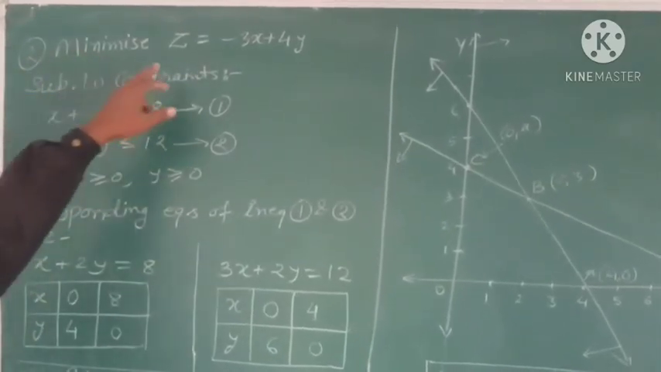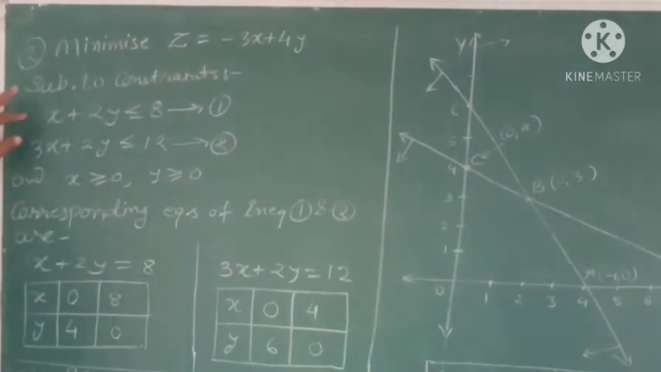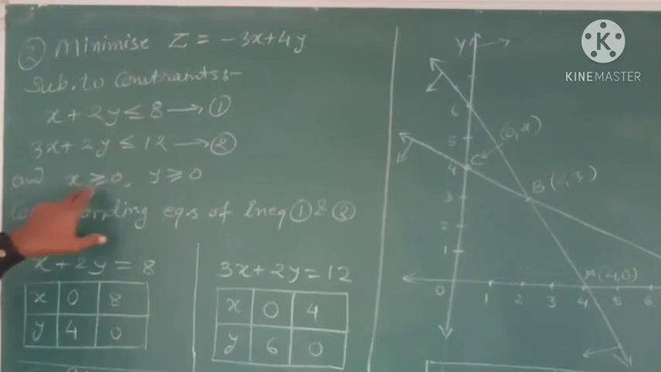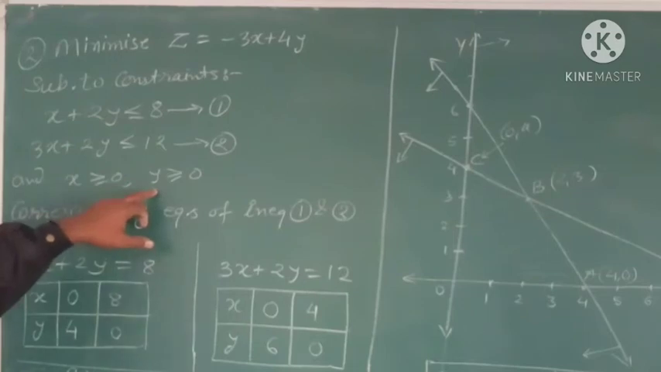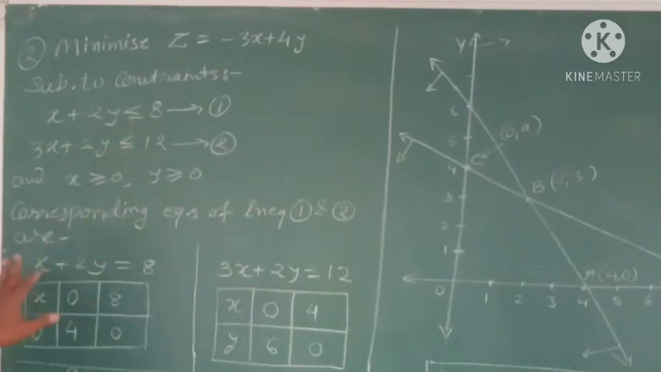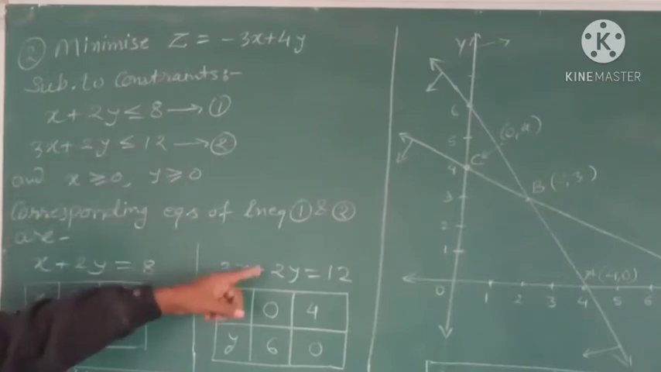Our objective function is Z equals minus 3x plus 4y, subject to constraints, which means given conditions: x plus 2y is less than or equal to 8, 3x plus 2y is less than or equal to 12, and x is greater than or equal to 0 and y is also greater than or equal to 0, which means the first quadrant. So the corresponding equations of inequalities number 1 and 2 are x plus 2y equals 8, and 3x plus 2y equals 12.